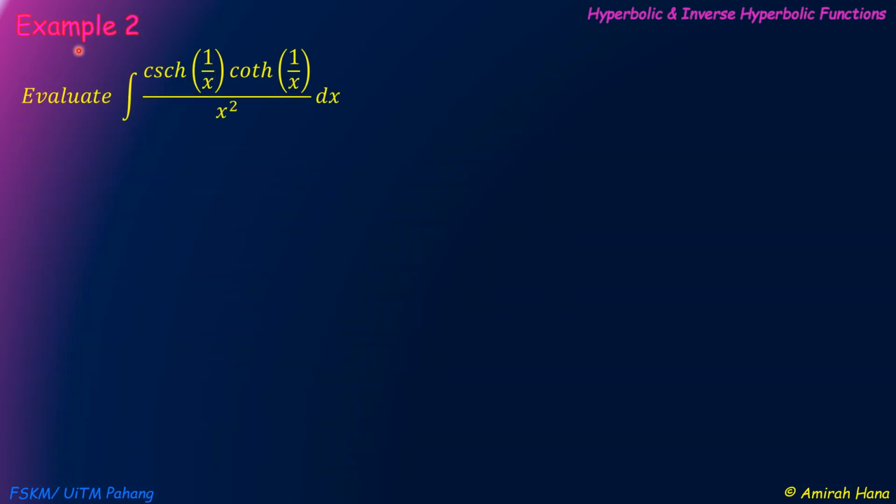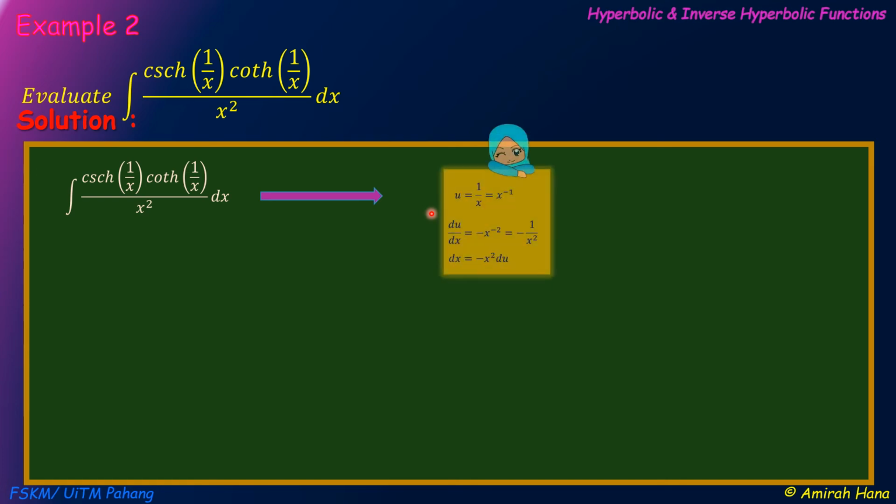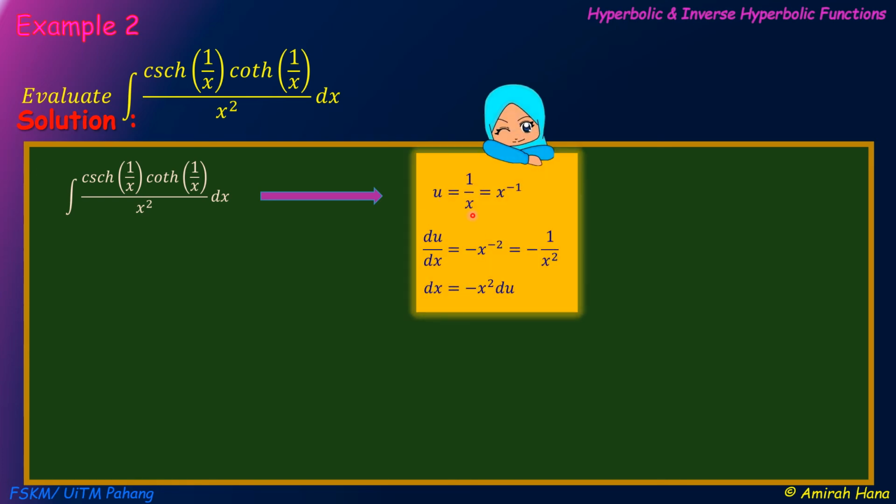Now, we continue with example 2, page 30, chapter 2 in your handout. Evaluate integration of cosec 1 over x cot 1 over x, all over x squared, dx. To integrate this question, we can use u substitution. We choose u equals 1 over x because if we have cosec u cot u, we can refer directly to the appendix, in the trigonometric function. If we choose u equals 1 over x, after that, we need to differentiate.